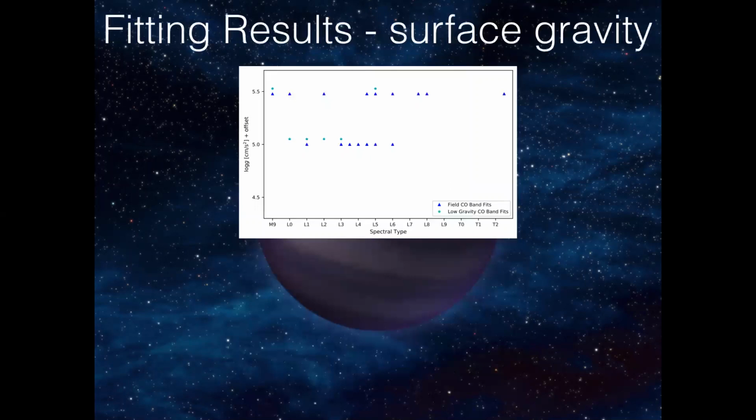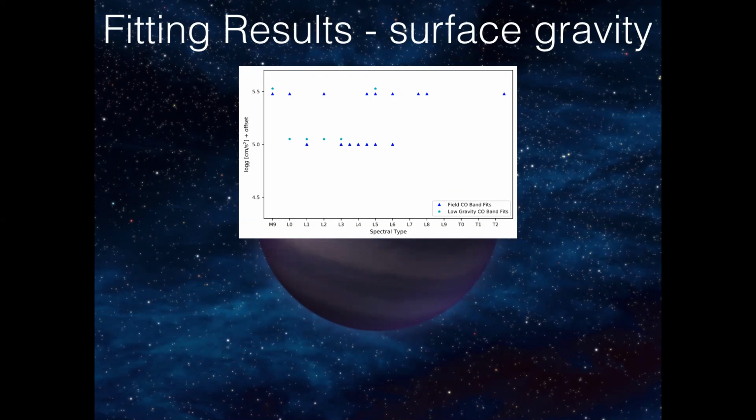Next, we looked at surface gravity, and what we wanted to know here was whether or not we would get lower results for surface gravity in our low gravity objects from the fitting than we do in our field objects. The top panel is again the CO band fits. I'll note that the offset introduced between the light blue and the dark blue data points here is artificial, just to make it easier for you to see the data points.